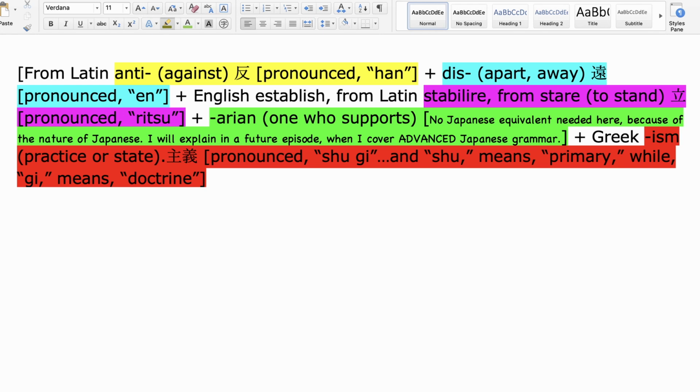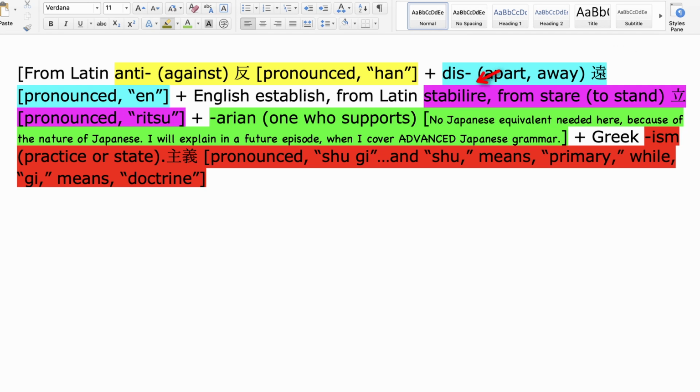digest. And I'm trying to make the point that each letter cluster that has a meaning in English more or less has a kanji that corresponds to it. Like if you look at the yellow there, you can see anti is represented by the kanji right here and is pronounced han. In the blue section, dis means apart or away and is represented by the kanji in the blue there.